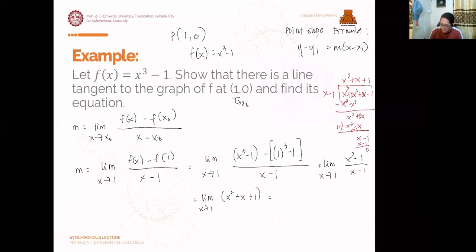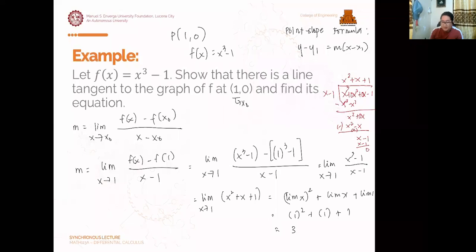So this will be limit of x squared plus limit of x plus limit of 1. Okay? So lahat sila approaching 1, di ko na lang sinulat. So this will be 1 squared plus 1 plus 1. So this will be 3.